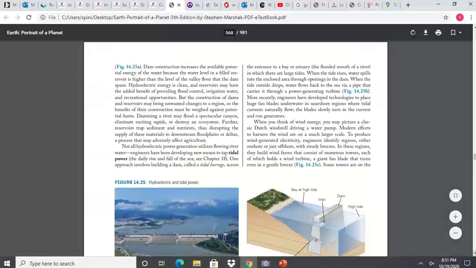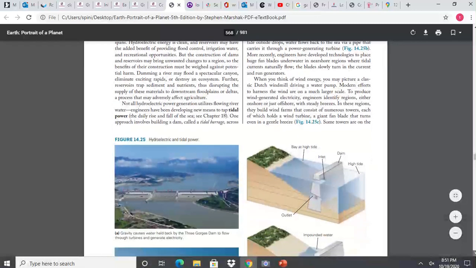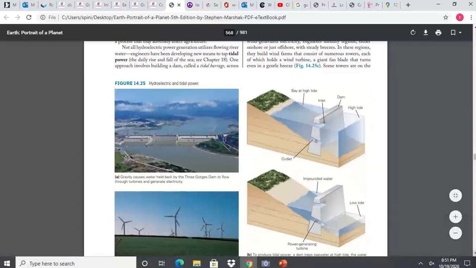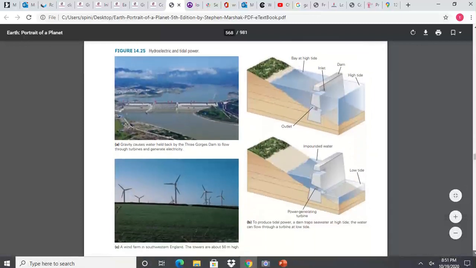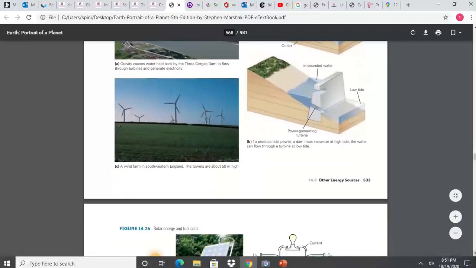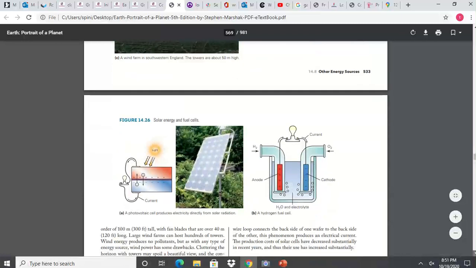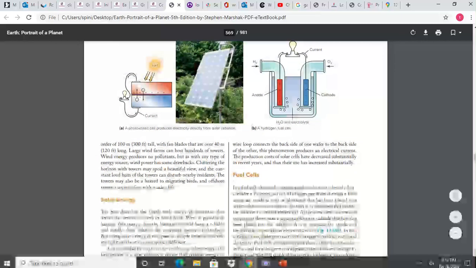There's tidal power, where you can use the tide as it comes in and out. You can generate energy using tides and using waves. So there are all kinds of ways that you can generate renewable energy. And of course, solar is the one we think about probably most often.